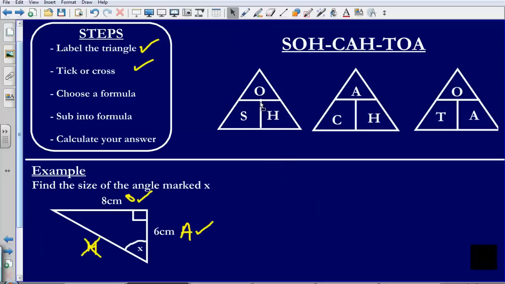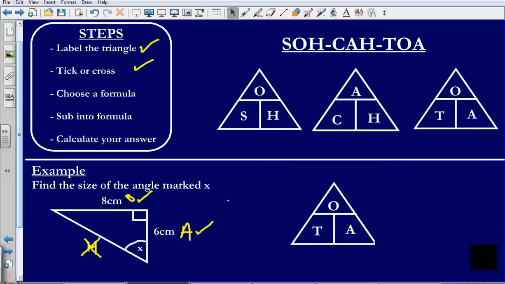So I'm going to choose TOA. I'm going to use TOA because that is the formula that has got O and A in it. So SOH has only got O and H. CAH has only got A and H. We need O and A, that's TOA. So next up, what we are then going to do is cover up the part that we're looking for. So we are looking for the angle.